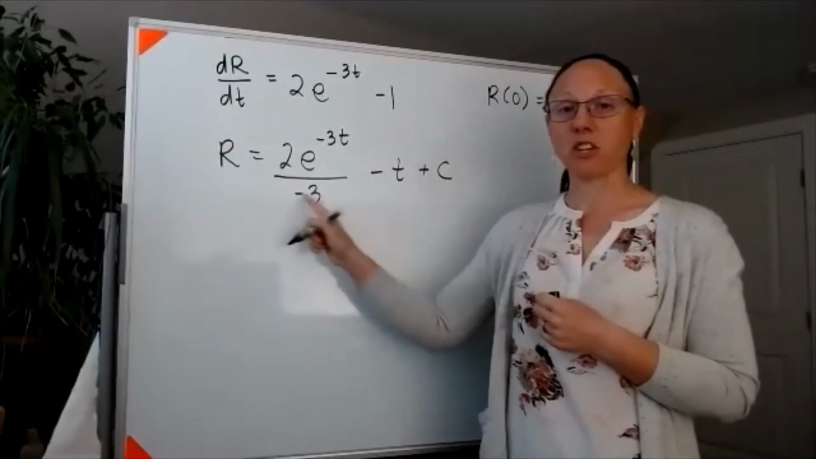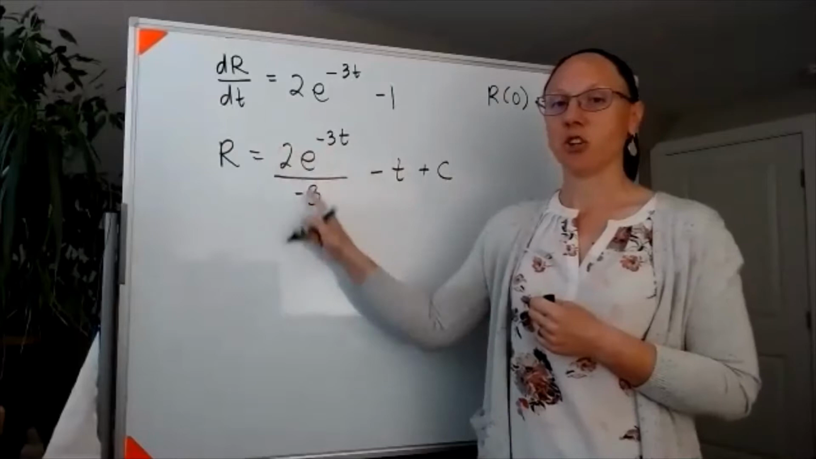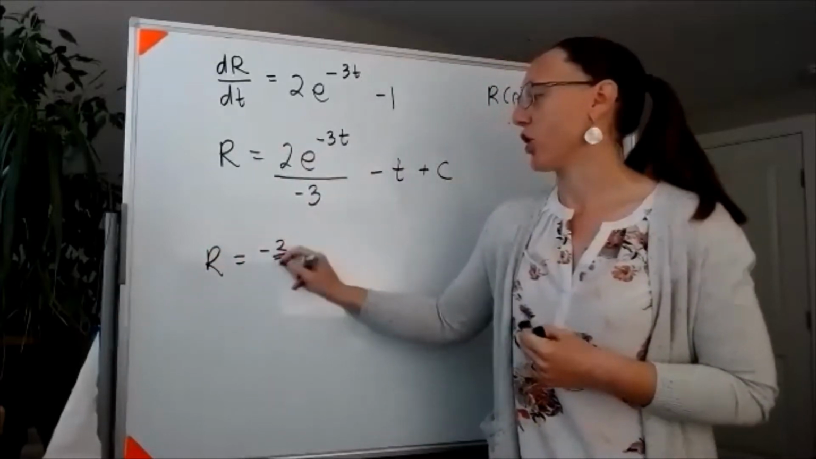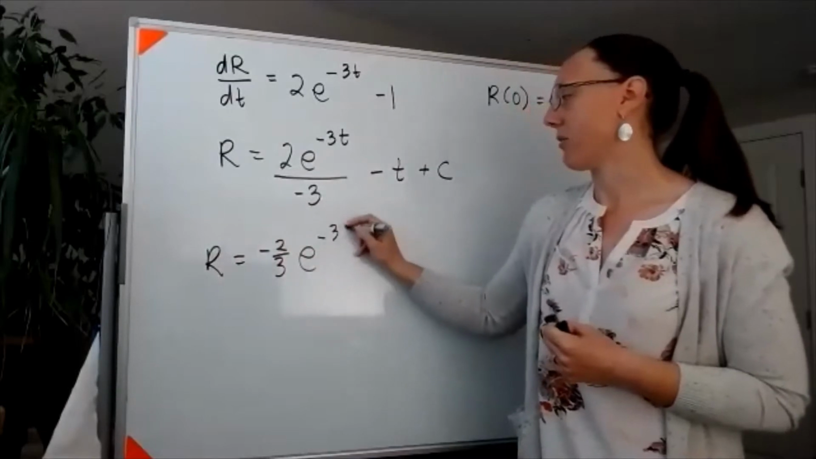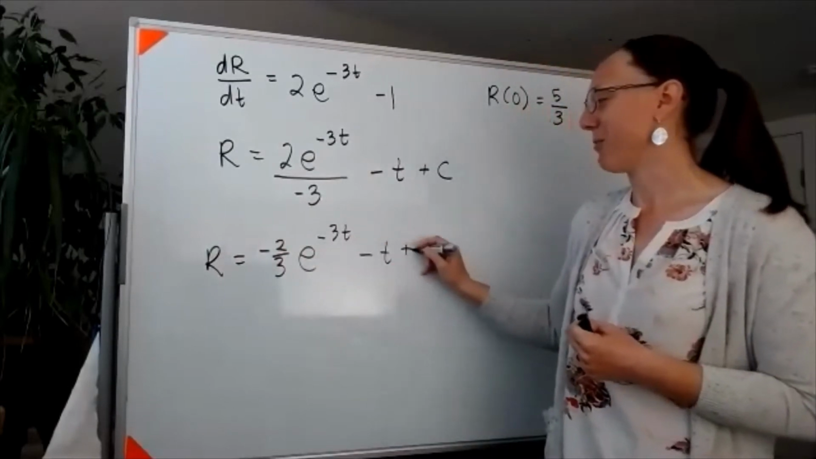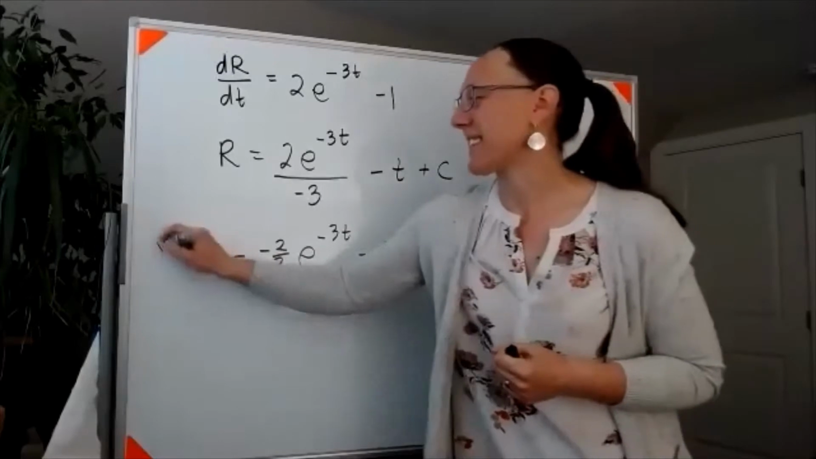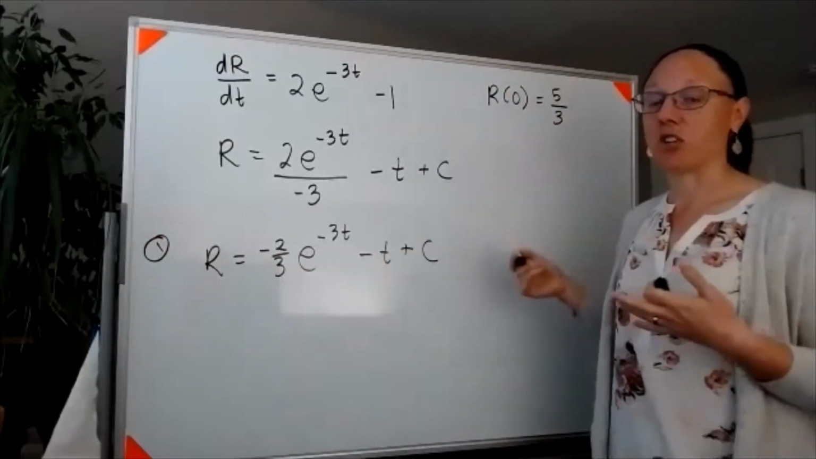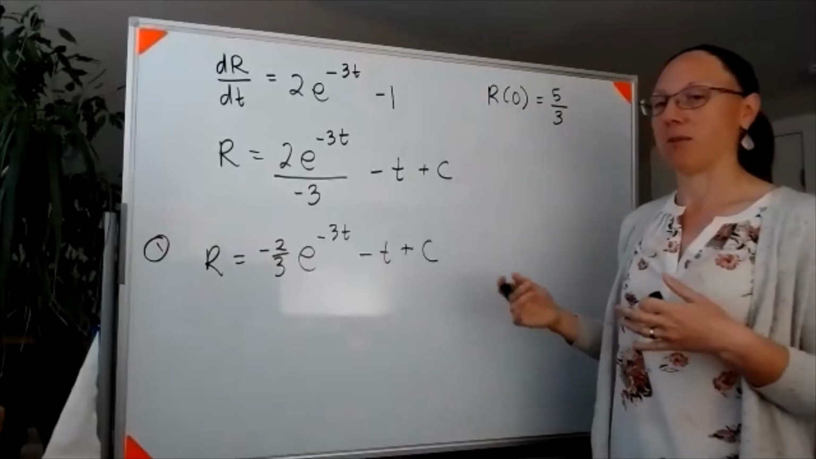We don't have to, but if we want to, we can rewrite this. That 2 over -3, I can write as -2/3 e to the -3t minus t plus c. So that was step 1. Step 2 is that I'm going to use that initial condition, the additional information I was given.